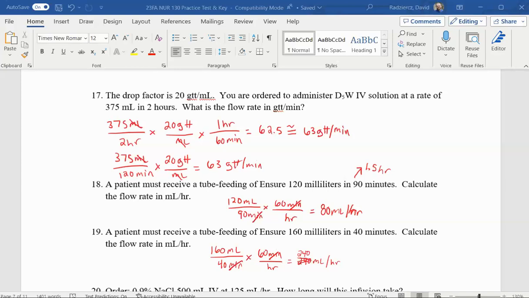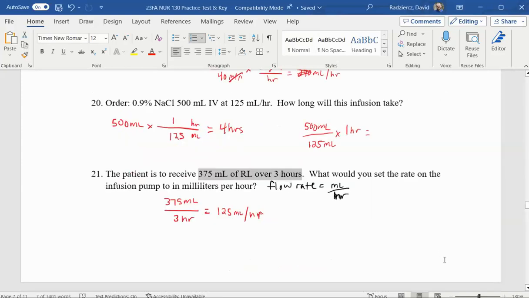Okay. So for this example here, we have a patient receiving 375 milliliters Ringer's lactate over 3 hours. What would we set the infusion rate to? So all I'm going to do is take the volume, 375 milliliters, over time, 3 hours, and reduce that to 125 milliliters per hour.